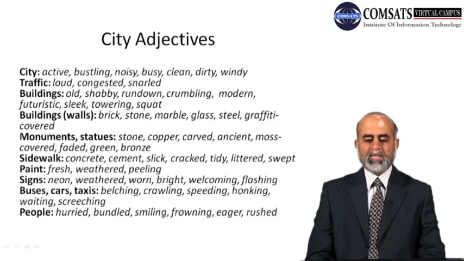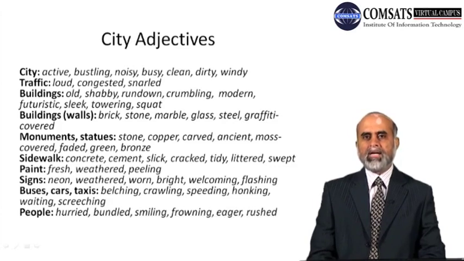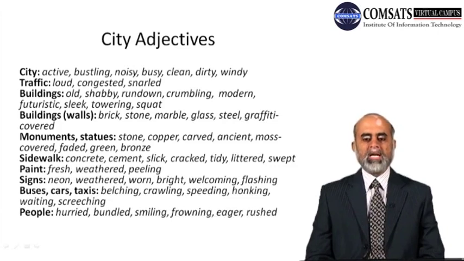If you look at the walls of these buildings, they could be made of brick, stone, marble, glass, steel, and graffiti covered. This is interesting because in the cities, sometimes there is writing on the wall. People write with spray paints and with various things on the walls. This writing on the wall is called graffiti. So sometimes these walls are covered with graffiti, and these are called graffiti walls, graffiti-covered walls.